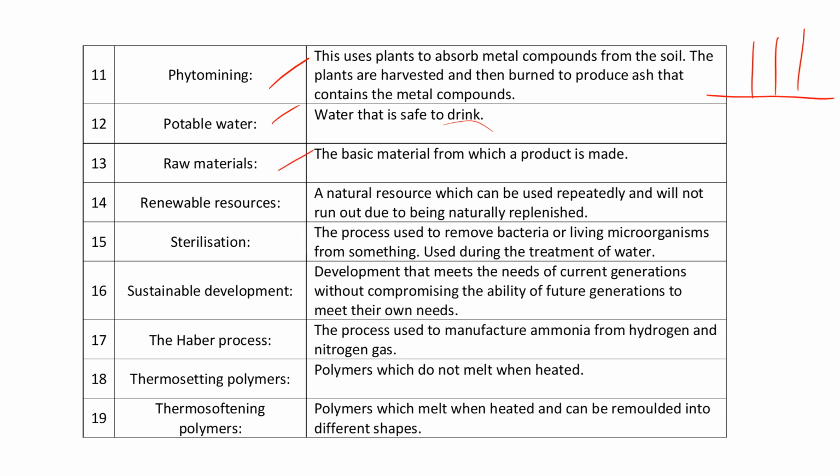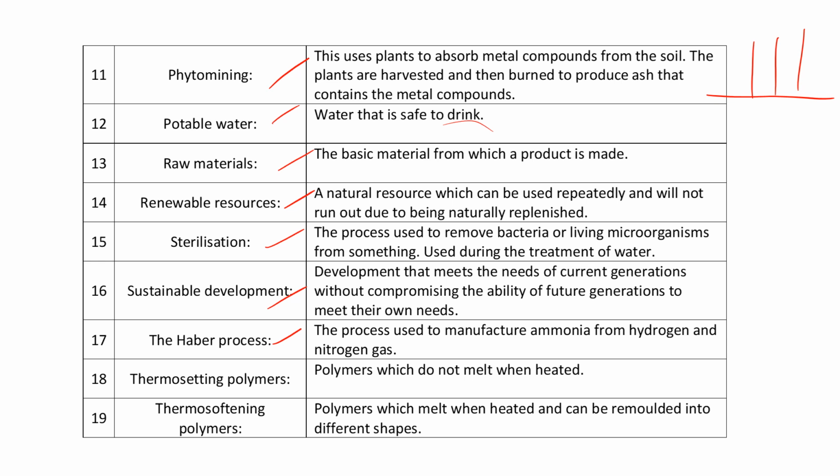A natural resource which can be used repeatedly and will not run out. Hydroelectric, solar, wind is a renewable resource. The process used to remove bacteria or living microorganisms from something, used during the treatment of water. Sterilization. Development that meets the needs of current generations without compromising the ability of future generations to meet their own needs. Okay, so is it okay for everybody now, but then is it still going to be okay in 40 years' time? Sustainable development. The process used to manufacture ammonia from hydrogen and nitrogen gas is the Haber process.